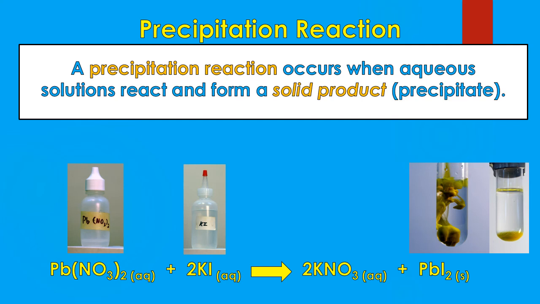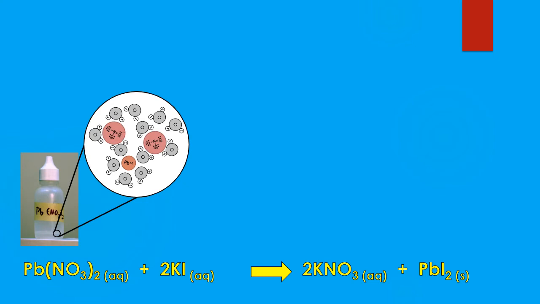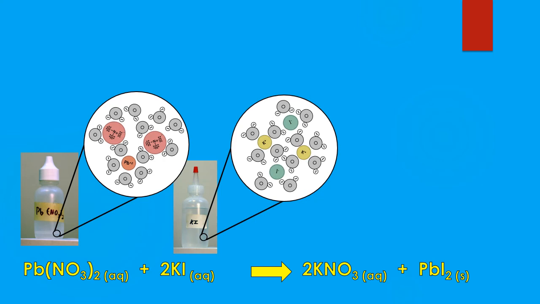So what is really happening as these substances are mixed? We have our reaction, lead nitrate. We said lead nitrate is soluble, so it breaks up, it dissociates. The positively charged regions of the water molecule are attracted to the negatively charged nitrate. The lead is positively charged, so the negatively charged region of water is attracted to it. Then we have our potassium iodide: positive potassium ions and our negatively charged iodide ions.